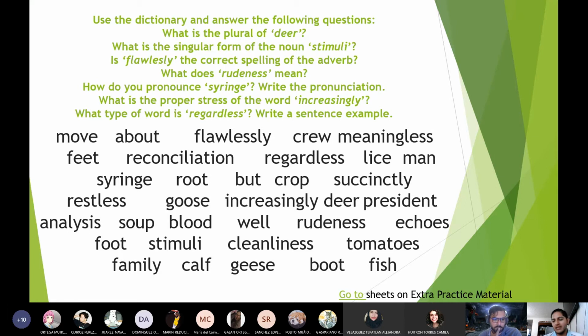We're going to be studying this topic with different activities, different exercises, and also different units. Okay. So, this is going to be a process of reflection, but also of construction of language at the same time. For example, the following question: what is the singular form of the noun stimuli? Can anybody help me? What is the singular form of the noun stimuli? Does anybody know?